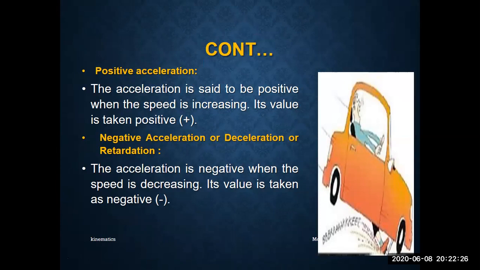5 is positive. When you find the difference, it becomes positive. This clearly shows that the velocity is increasing. When the velocity of any object is increasing, then the acceleration will be positive.